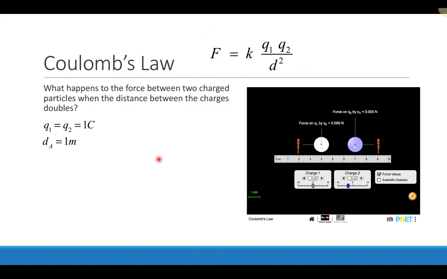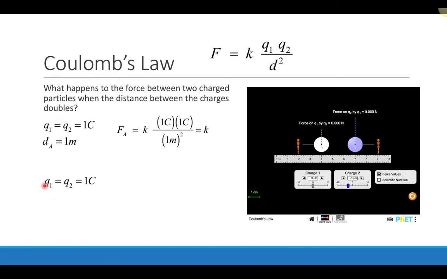If I apply Coulomb's law, F, that force between these two charges of 1 coulomb that are a distance of 1 meter apart, would be Coulomb's constant. I'm not going to put Coulomb's constant in, I'm just going to leave it as a K, times each of the charges, Q1, Q2, so 1 times 1, over 1 meter squared. If I square 1, I get 1, so I have 1 times 1 over 1, which is just 1. So the force between those two charges that are separated by 1 meter is just K, Coulomb's constant. So the question is, what happens when the distance between the charges doubles?